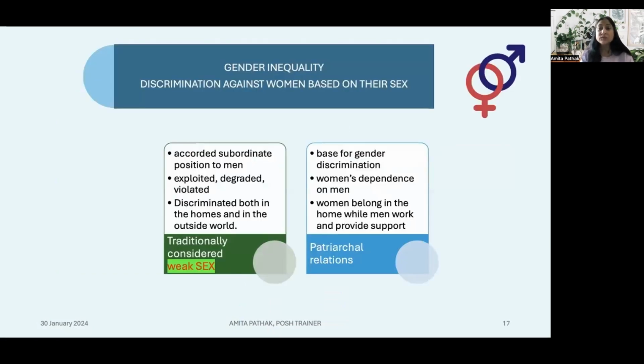Let's come to the next topic. What is gender inequality? Why is there discrimination against women based on their sex? There should not be any discrimination, but still there is. What's the reason? Because women are accorded a subordinate position to men, exploited, degraded, and violated. They are discriminated against not only in their houses, but also in the outside world. Traditionally, they are considered the weaker sex compared to men. Another factor is patriarchal relations, with women's dependence on men. Mostly it's like the women belong in the home while men go outside and do chores for earning the bread of the family. So there is gender inequality in total.